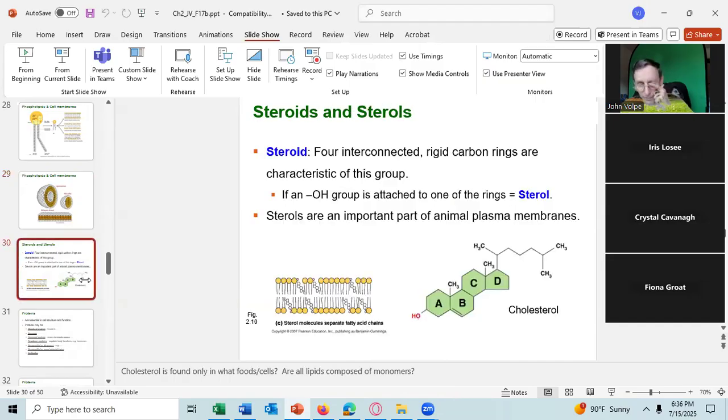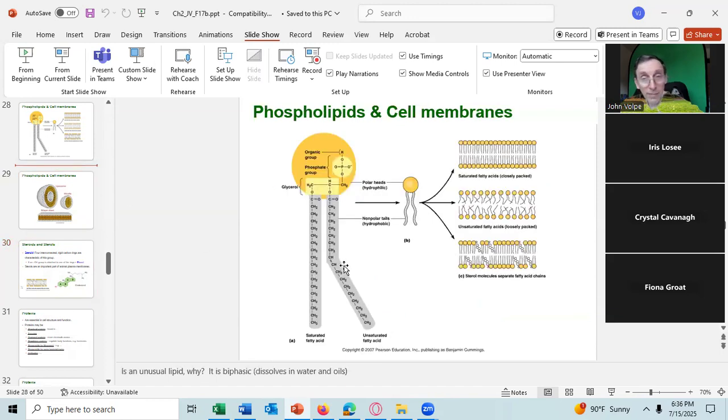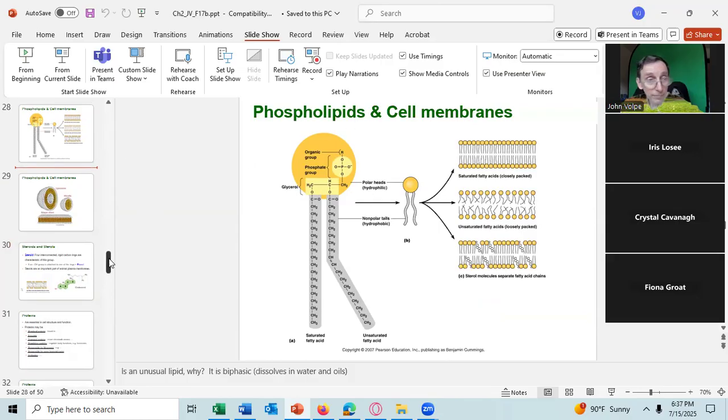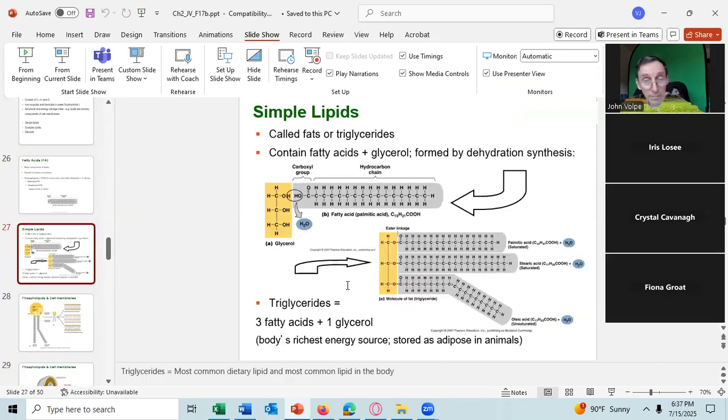All right, let's talk about another complex fatty acid, the steroids. The steroids are a little different, and that is they are not made up of monomers. I didn't ever mention it, but let's go back to this phospholipid. The monomers of the phospholipid are the phosphate group, the glycerol, and then the fatty acid. You put these together to make the polymer, which is the phospholipid. And then for the triglycerides, the monomers are the fatty acid, 3 of them, and then the glycerol, and then the polymer is the triglyceride.